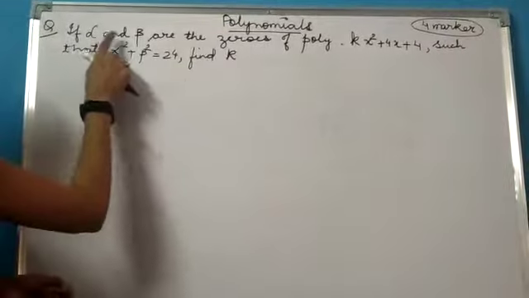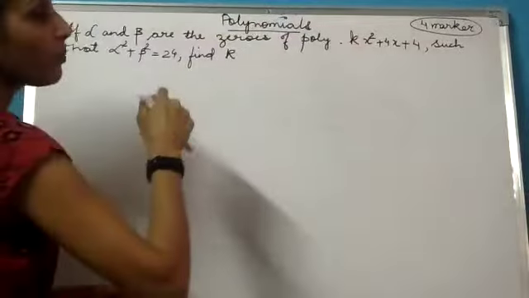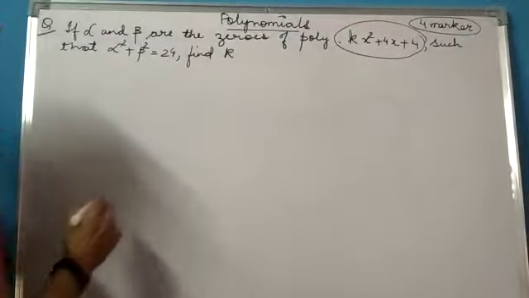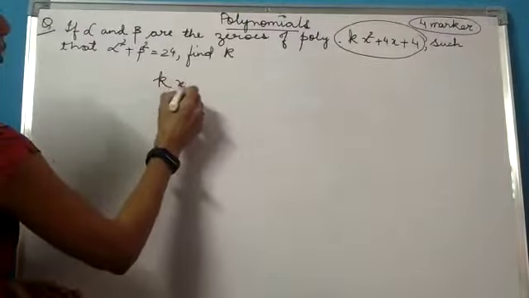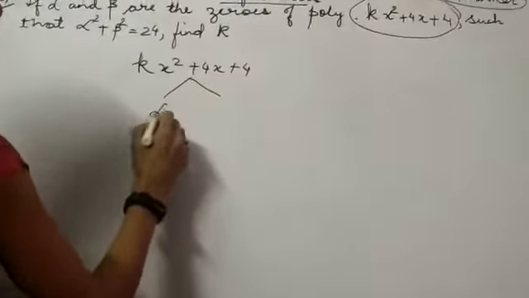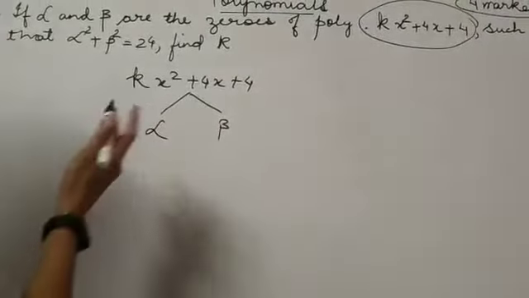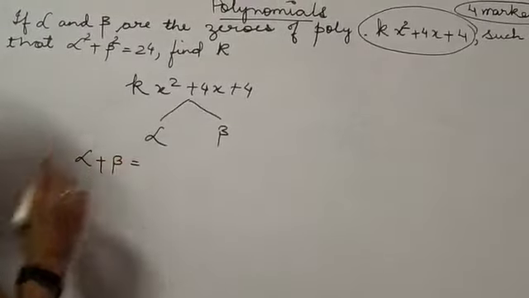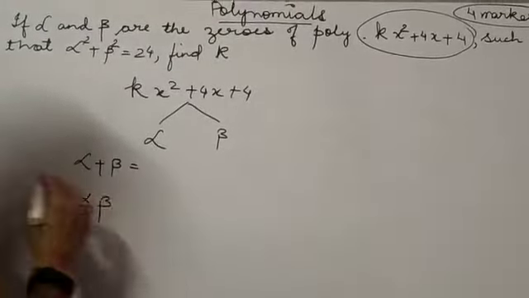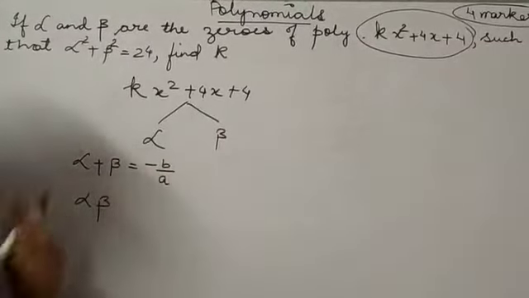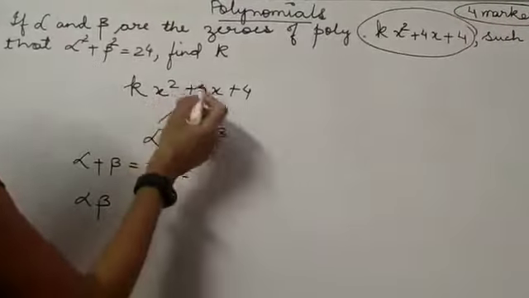It is given that alpha and beta are the zeros of the polynomial such that alpha square plus beta square equals 24. Find k. The given polynomial is this and alpha and beta are the zeros. So I can find the sum of the roots and the product of the roots.